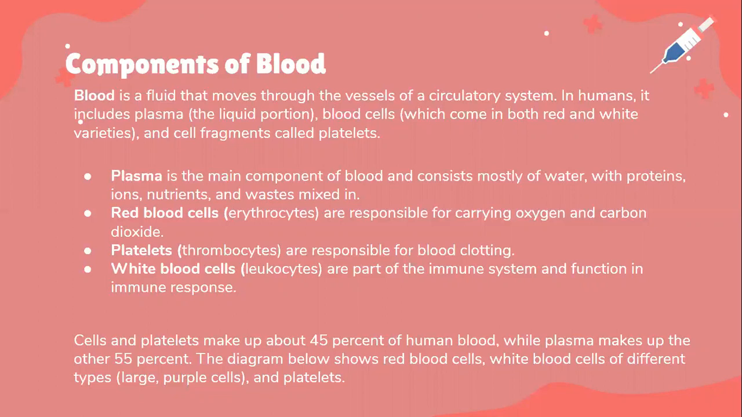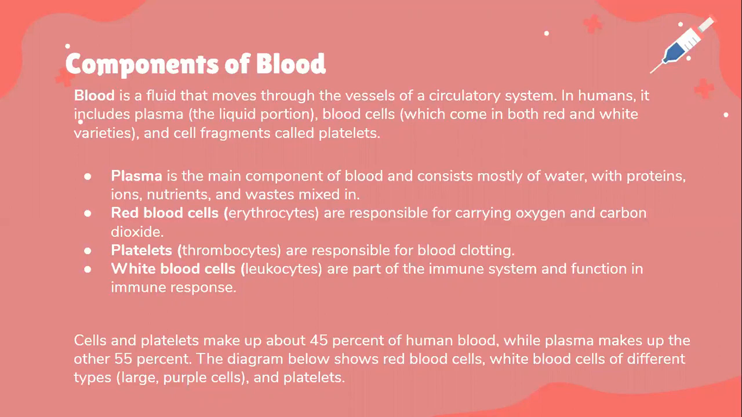Then we have white blood cells, which are leukocytes, which are part of the immune system. The circulatory system really works with every other system, and it functions in immune response. Whenever you get sick, the white blood cells are going to try and attack the bacteria or the virus to keep you healthy and safe. Cells and platelets make up about 45% of human blood, while plasma makes up the other 55%.